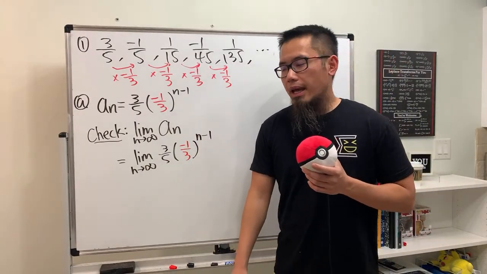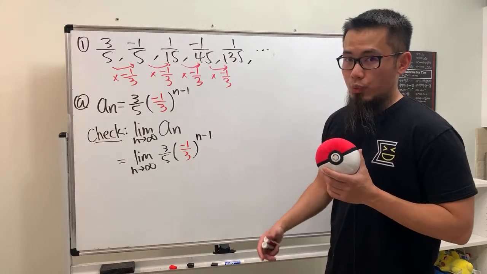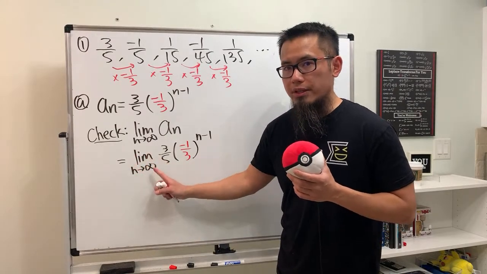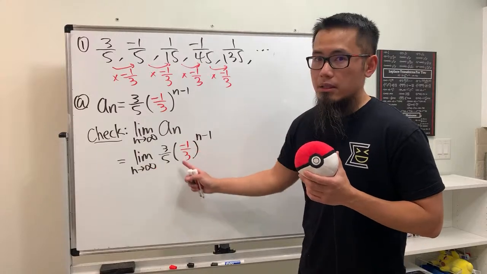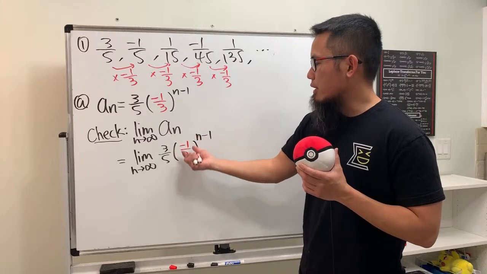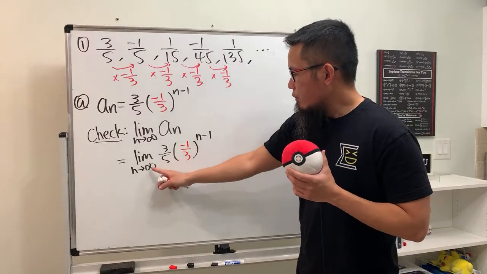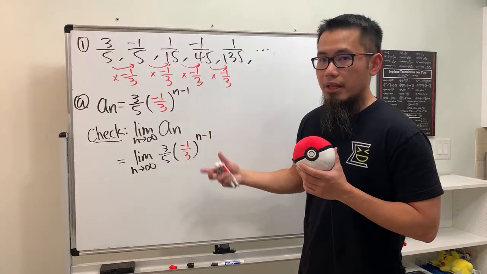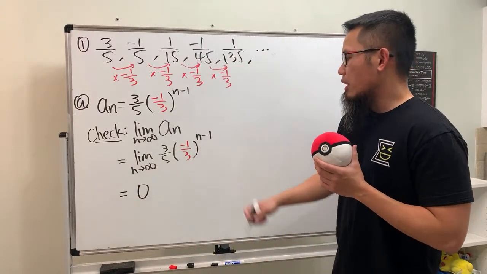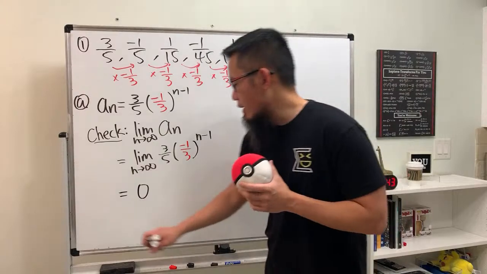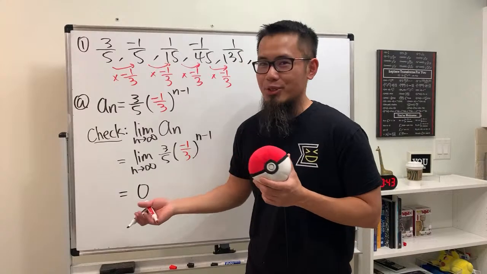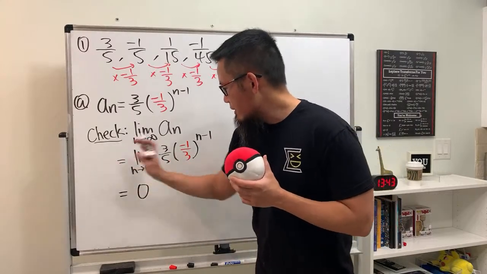And now it really depends on your teacher how much work you have to show. But for my class, we have a limit as n goes to infinity, and the common ratio is negative 1/3, and the absolute value of negative 1/3 is less than 1. Then if you put infinity right here, this is just equal to 0, right? So that's pretty clear. Again, it depends on how much of the work your teacher wants you to show. So this right here is 0.